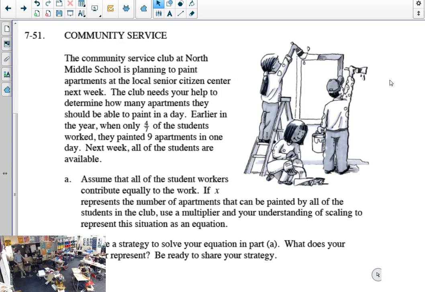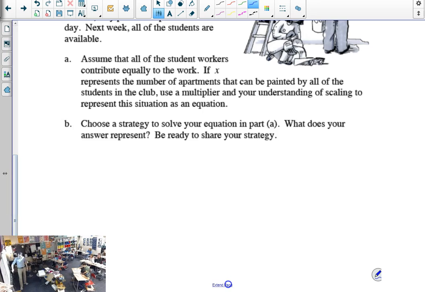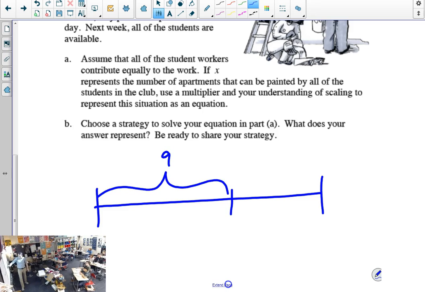Anybody have some advice for us? Nine? Ooh, okay, so we could make a number line, right? And show that 4/7 of it got, well, that'd be 9, and then 100% of it would be unknown. Right, so if I draw it out like that, 4/7 is slightly over half. So that was 9 apartments, right? And this was 4/7.